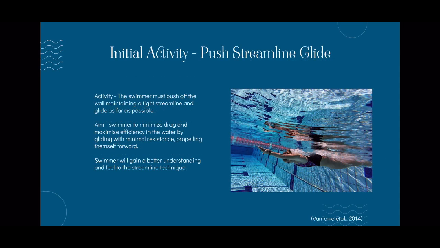To correct the issue of not maintaining a streamlined position, we are starting with a basic wall push streamline glide. For the activity to be completed, the swimmer must push off the wall in a tight streamline and glide as far as possible. The key aim is for the swimmer to minimize drag and maximize efficiency in the water by gliding with minimal resistance, allowing them to propel themselves forward quickly and easily.